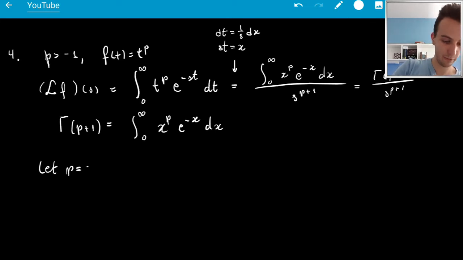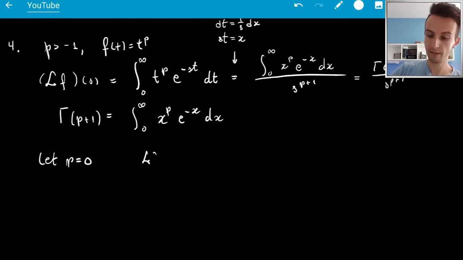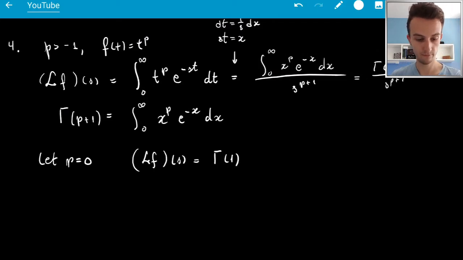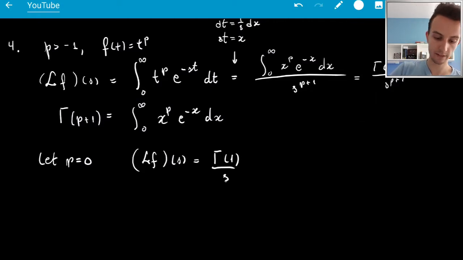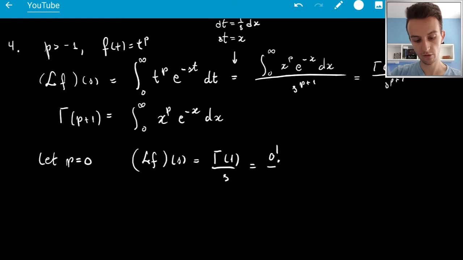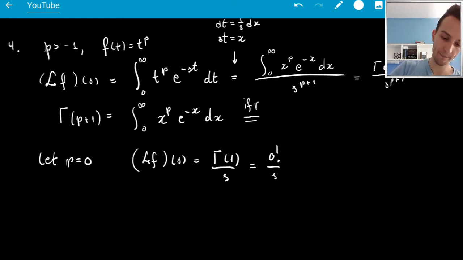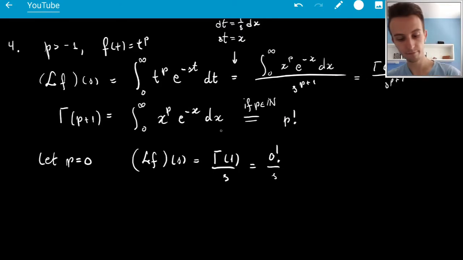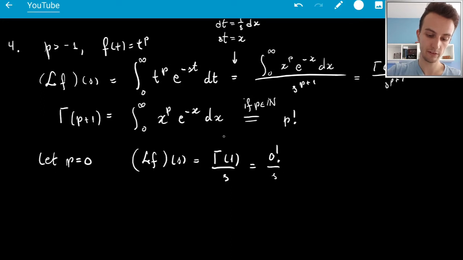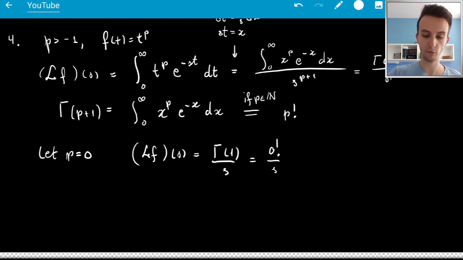So if p is equal to, so let p equal 0, right? Then we have the Laplace transform of 1 is equal to gamma of 1 over s, and gamma of 1 is just 0 factorial over s. So yeah, if p is an integer, which here it's not necessarily, then this is equal to p factorial. And the way you can see that is when you integrate this by parts p times, then you'll just have the integral from 0 to infinity of e to the minus x. But because of the integration by parts, you'll get p times p minus 1 times p minus 2, blah, blah, blah. So that's why the p factorial pops out.